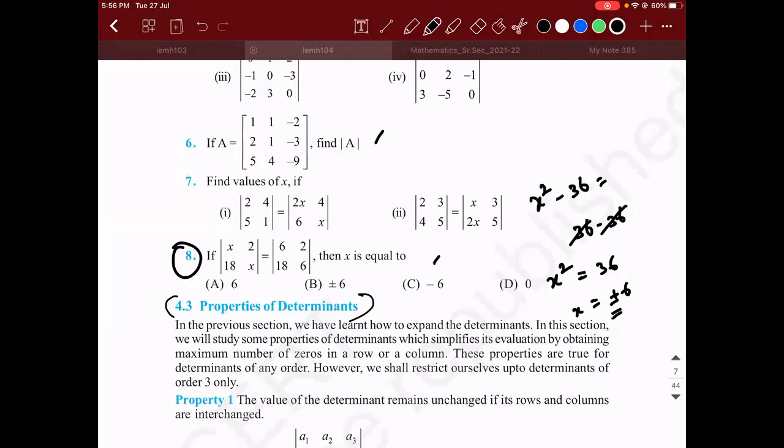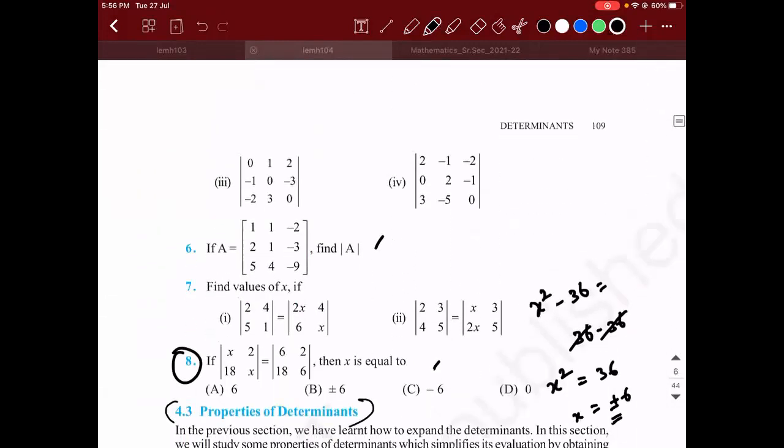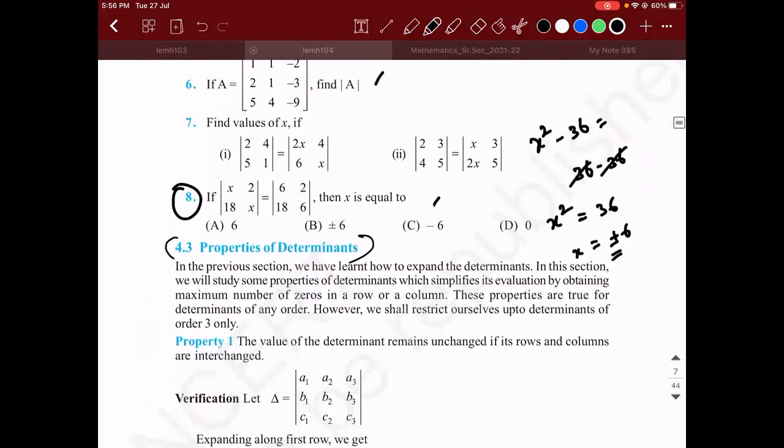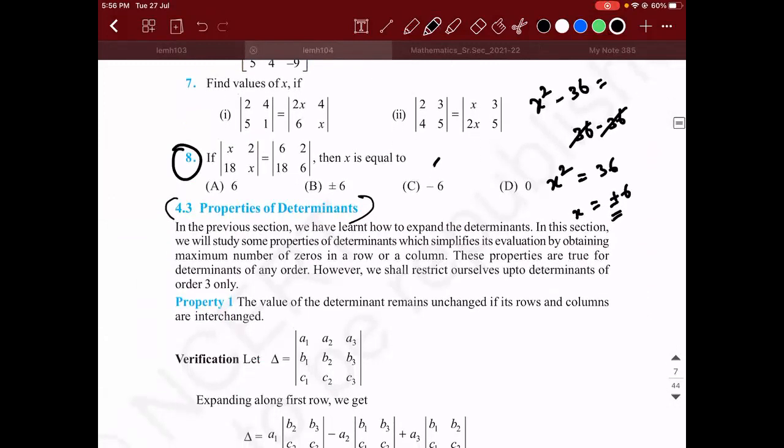Determinant value can be negative. Who told it cannot be negative? It can come out negative. Sorry, sir, I made a mistake. When you find the area, at that time you apply determinant and it can't be negative. But here it can be negative. x is equal to plus or minus 6.